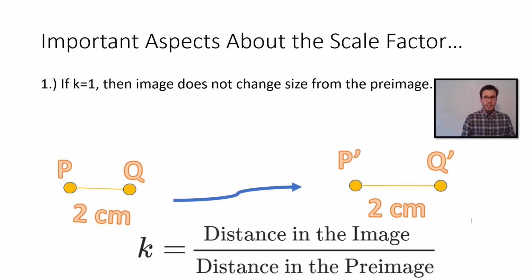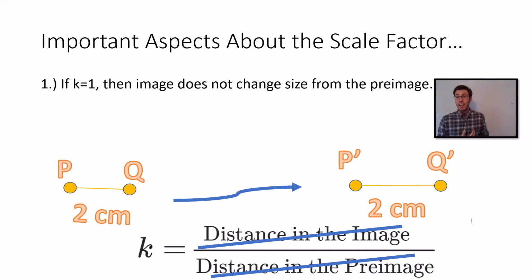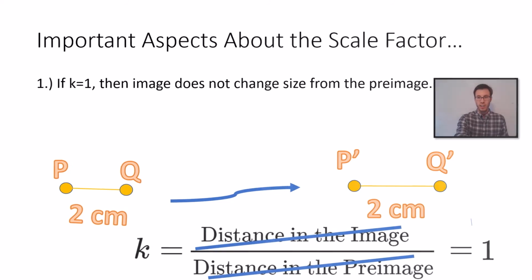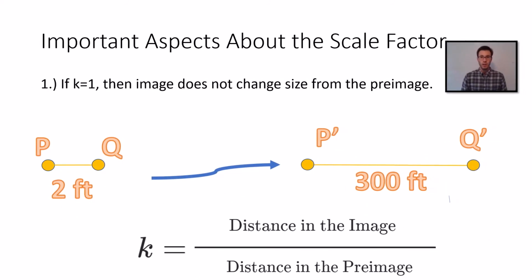Now, the distance in the image here is 2 centimeters, and the distance in the pre-image on the left is also 2. So that means that K would be equal to 1 here. So when K is 1, the image did not change size. It did not get bigger or smaller. What do we call that? We call that what is known as a distance-preserving function, where our distance doesn't change at all. It's known as an isometry, a congruence transformation. So when K is 1, we have that congruence transformation, that isometric.